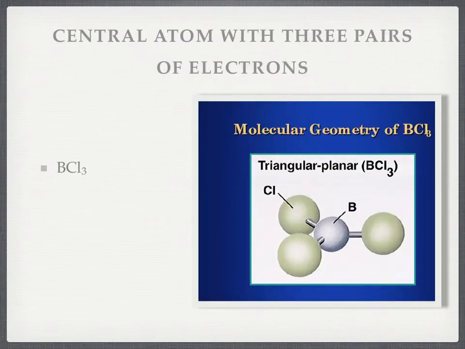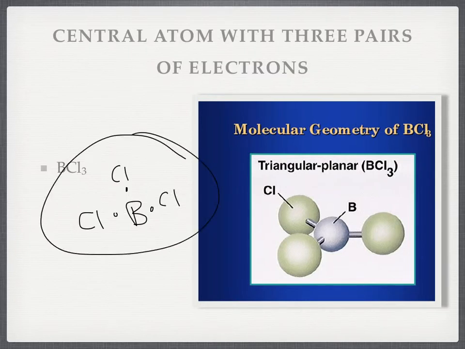Let's take a look at BCl3, boron trichloride here. And in this one, boron has 3 valence electrons, so these chlorine atoms are going to be as far apart as they can. So when we draw them on the board or on paper, we don't always draw them exactly the way they look. And you can see here, it should be more of a triangular shape.